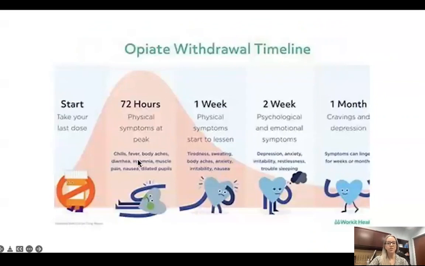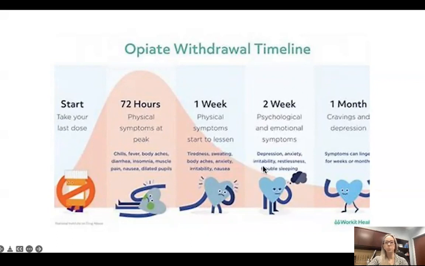So here's your opiate withdrawal timeline. Over here is where you stop. About 72 hours is going to be your peak of symptoms. They're going to feel super bad, like they have the flu: chills, fever, body aches, diarrhea, vomiting, dilated pupils. They feel awful. At about a week, they start to feel better, but they're still tired. They're still sweating. Their body is still wanting that drug that they had for all that time, and it's still adjusting, re-upregulating those receptors and figuring out how to function without it.